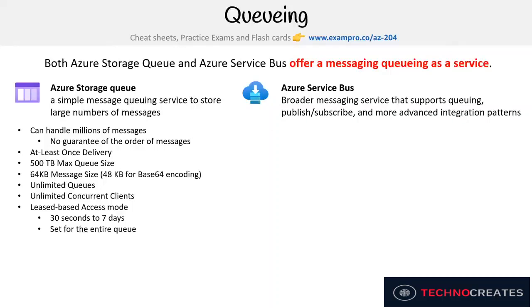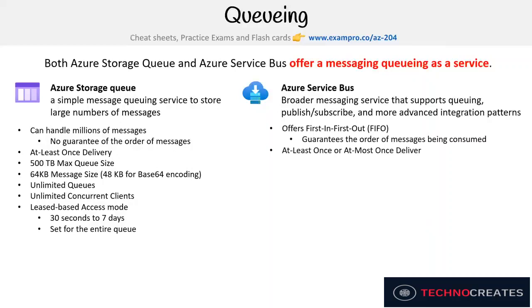And then on the right-hand side, looking at Azure Service Bus, it can offer first in, first out, which is very useful. It guarantees the order of messaging being consumed. That's what first in, first out means. At least once or at most once delivery. We have 1 gigabyte to 80 gigabytes of max queue size, 256 kilobytes to 1 megabyte message size, so a lot larger than Azure Storage Queue. We only have a maximum of 10,000 queues, but that is a lot of queues. I don't know what you're doing with more than 10,000.